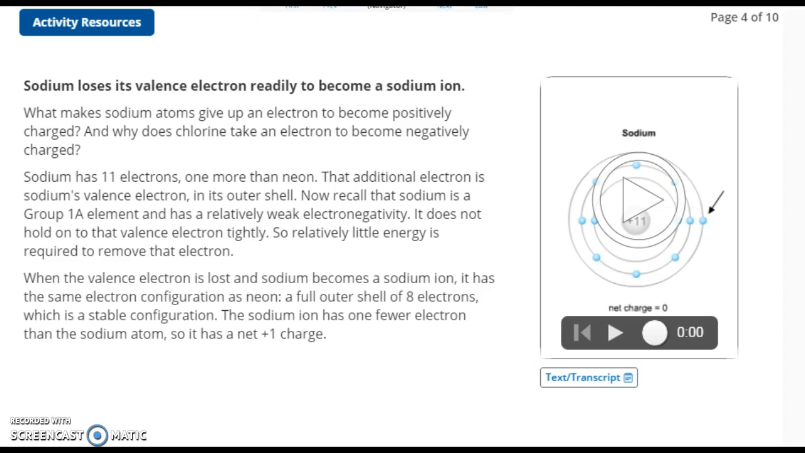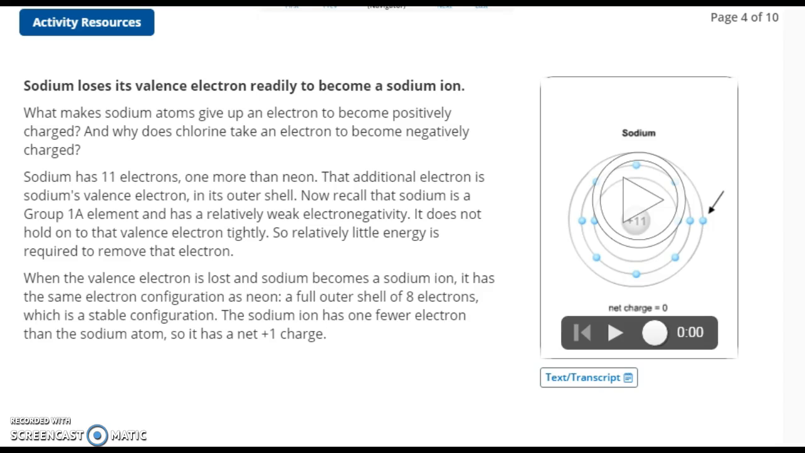Sodium has 11 electrons, one more than neon. That additional electron is sodium's valence electron, or the electron in the outermost shell. Now recall that sodium is a group 1A element and has a relatively weak electronegativity. It does not hold on to that valence electron tightly. So relatively little energy is required to remove the electron.